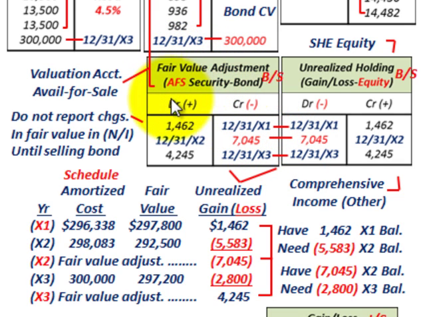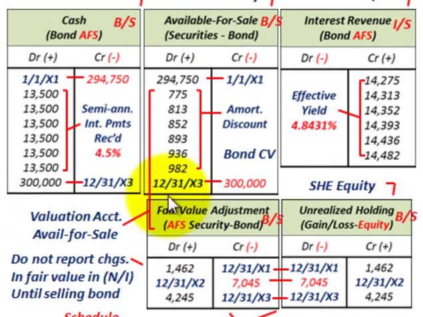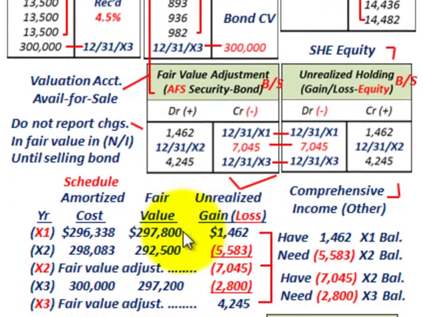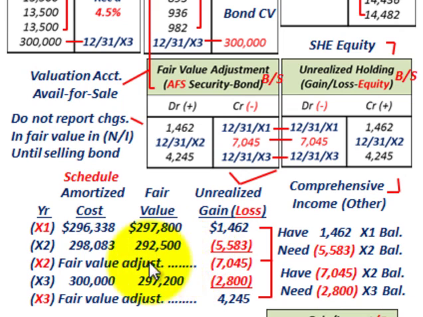This fair value adjustment, this $1,462 debit amount here, instead of entering our adjustments directly into our available for sale securities account, we use this valuation account. And that debit actually increases our available for sale security as well. Okay, so going back down here for the fair value adjustment for year X2, $7,045.